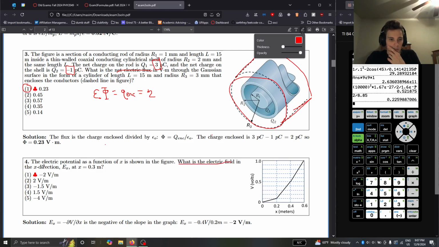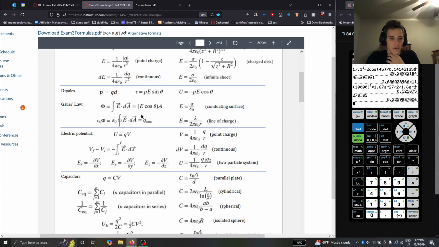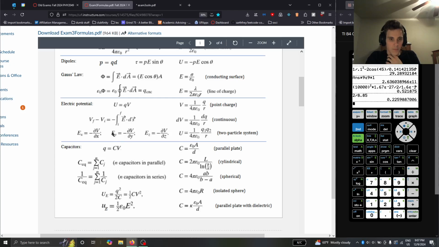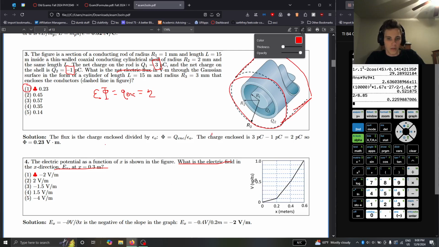Okay, what is the electric field in the x direction at 0.3 meters? If you look on your formula sheet at the bottom, somewhere up here, we can see that the electric field is actually the negative derivative of voltage, and we're actually given voltage. The derivative, thus, is just the slope, and we want x equals 0.3, so we want the slope right here. Well, we can see it's 0.4 high, and dx is going to be 0.2, and again, the formula sheet just gives us -2.